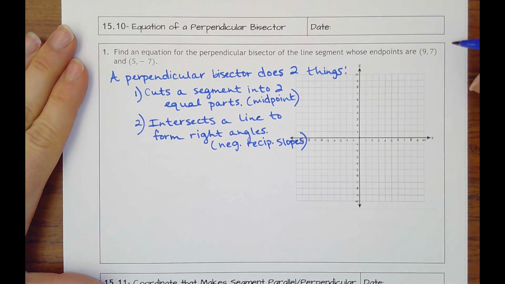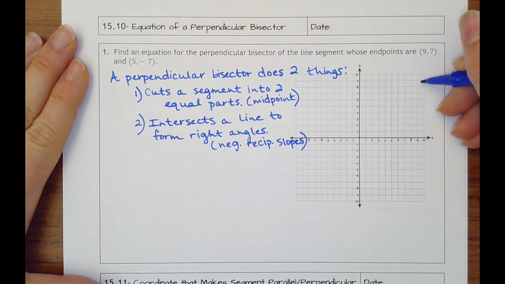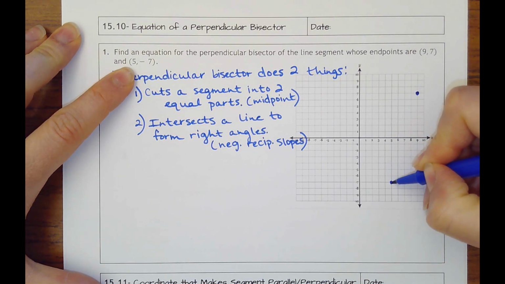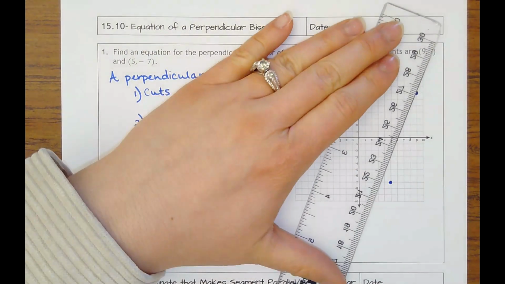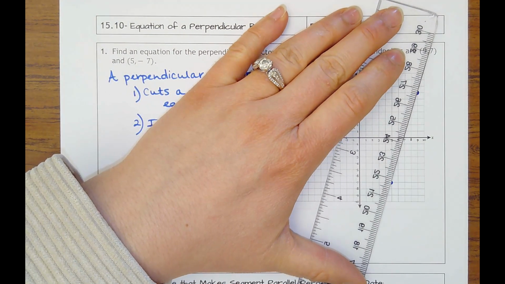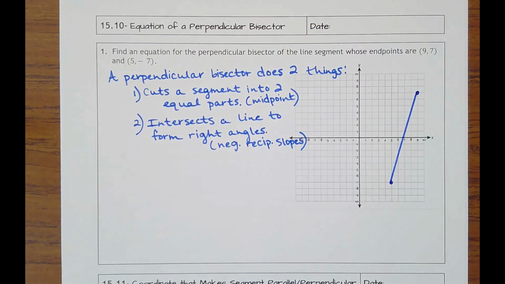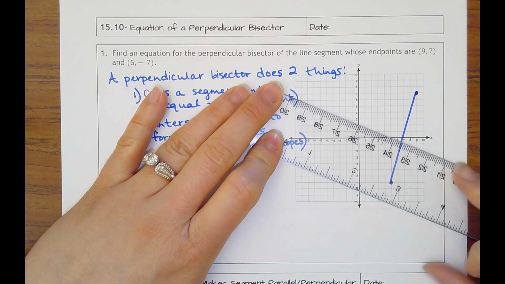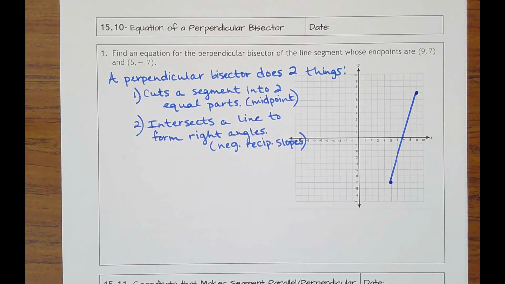So to get started, let's plot the points, so at least that gives us something to go off of. There's one point at (9, 7), which would be right here. There's another point at (5, -7), which would be right here. So this becomes our line that we're trying to form a perpendicular bisector of. That means the other line's going to go through something like this, where it's going to make these perfect right angles and it's going to cut through the middle of this line.